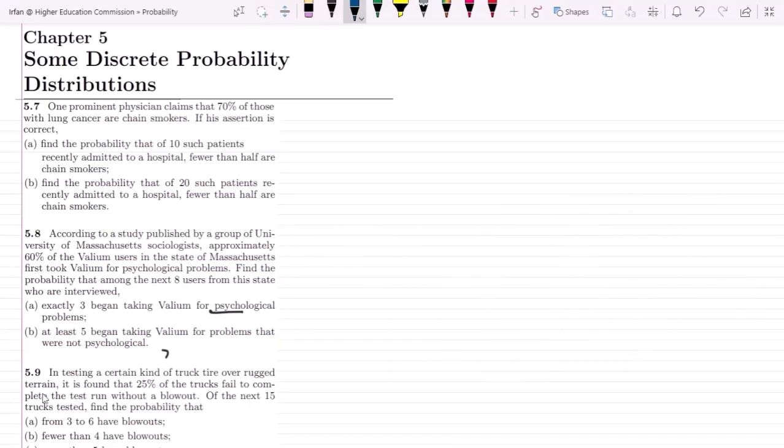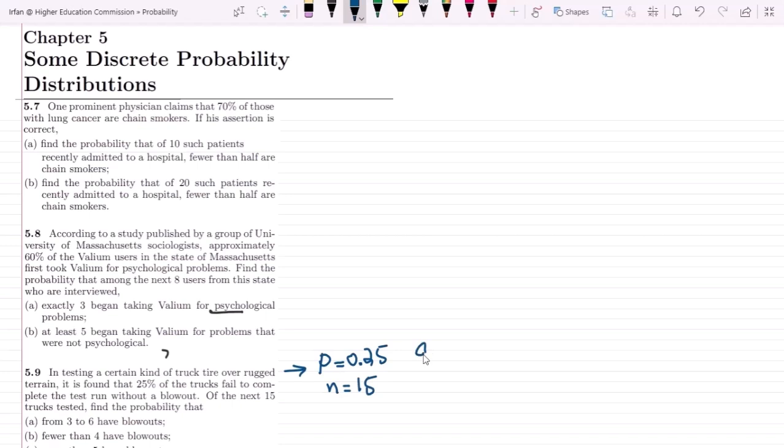So in question 5.9, in testing a certain kind of truck tire over rugged terrain, it is found that 25% of the trucks fail to complete the test run without a blowout. Out of the next 15 trucks tested, find the probability that 3 to 6 have blowouts, and B, fewer than 4 have blowouts. So here again you have to first see what the probability of blowing out is, that is 0.25, and what is the total number of trucks? Those are basically 15.